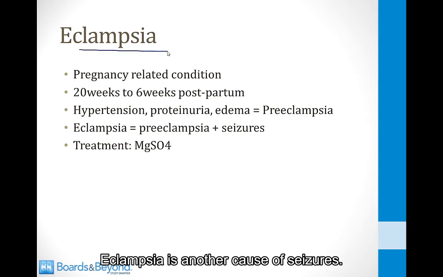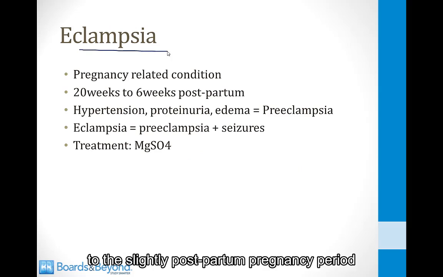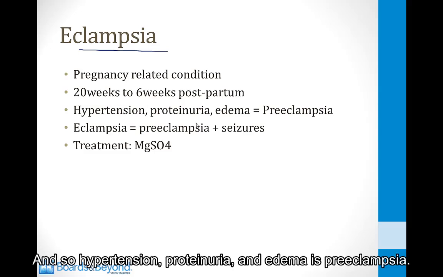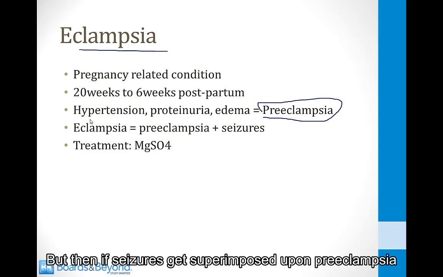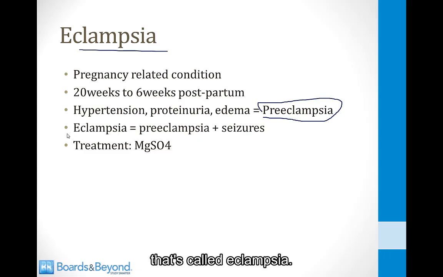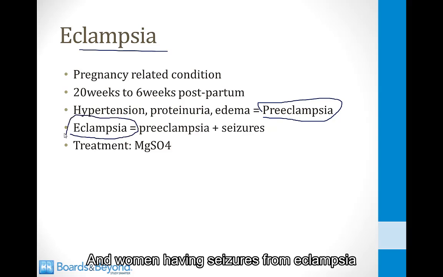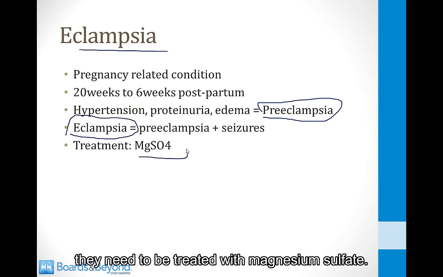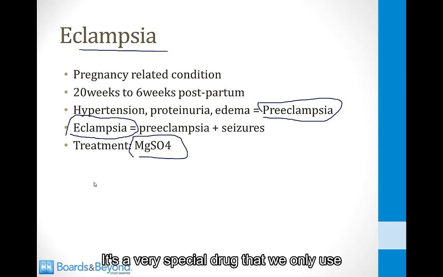Eclampsia is another cause of seizures, so this is a pregnancy condition. So usually in the late pregnancy period to the slightly postpartum period, this can occur. And so hypertension, proteinuria, and edema is preeclampsia. But then if seizures get superimposed upon preeclampsia, that's called eclampsia. And women having seizures from eclampsia need to be treated with magnesium sulfate. It's a very special drug that we only use for treating seizures in this situation.